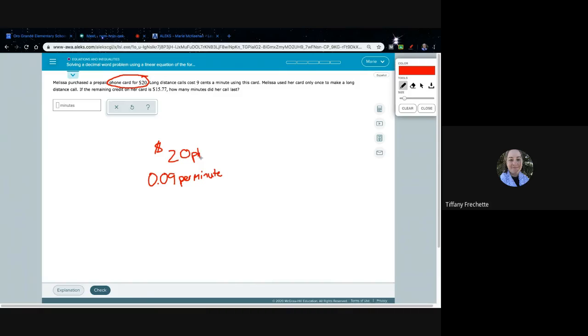Remember, this is the phone card. This is how much was on the phone card. Already, she already spent $20 on that. So it costs 9 cents per minute. Melissa used her card only once to make a long distance call. If the remaining credit on her card is $15.75, how many minutes did her call last?